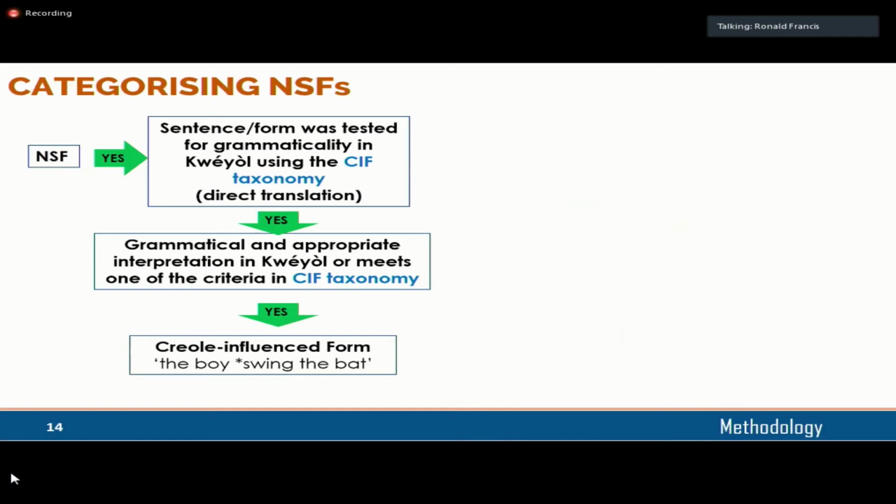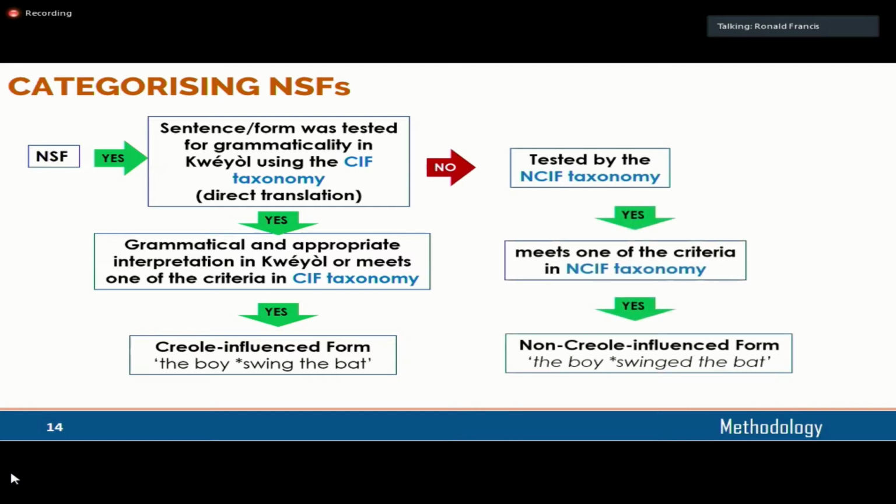So in this case, you have the Creole influence form, the boy swing the bat, because you have a 0-marked non-stative verb there. If it does not meet any of these categories, then it is tested by the non-Creole influence form. And if it meets one criterion in that, for example, the boy swinged the bat, where you have the correct English form, but this is simply due to the fact that this is irregular in English and not necessarily Creole influence, then it becomes a non-Creole influence form. I do consider it shared, for example, if you get a form that belongs to both things. And if I cannot determine exactly where it came from, I put it in the non-Creole influence form category, just because I want to be very conservative about what I consider Creole influence in my work.